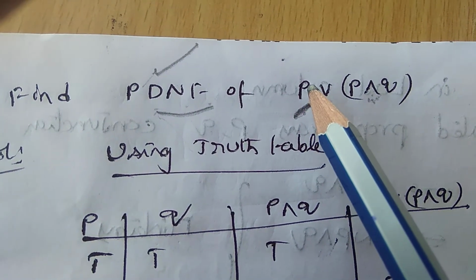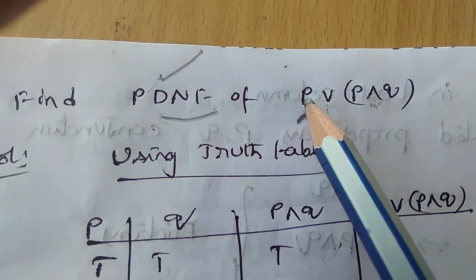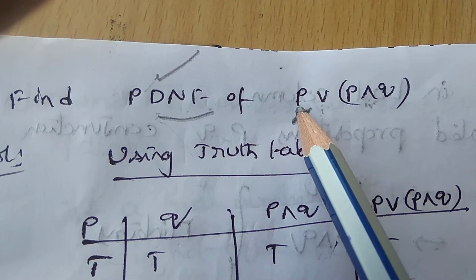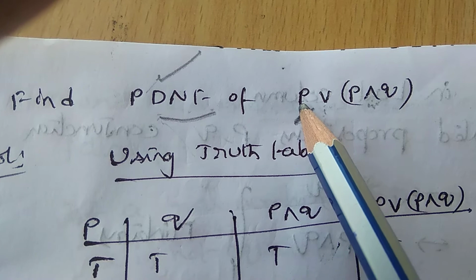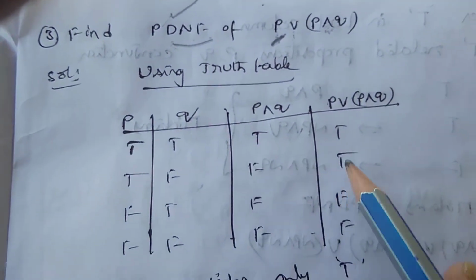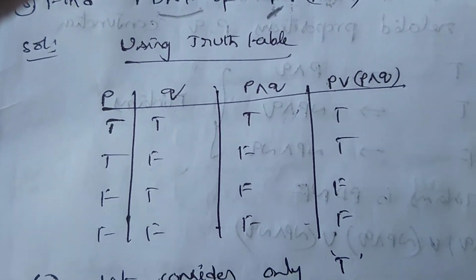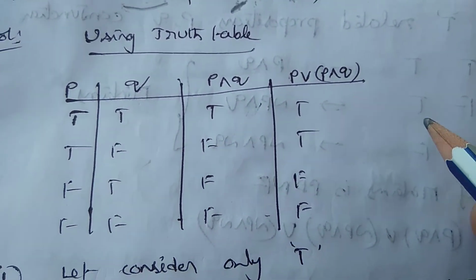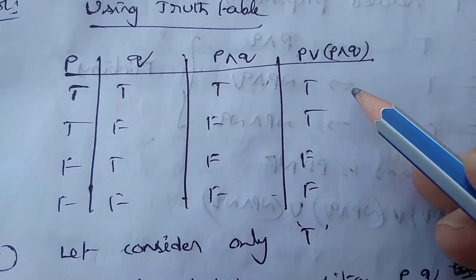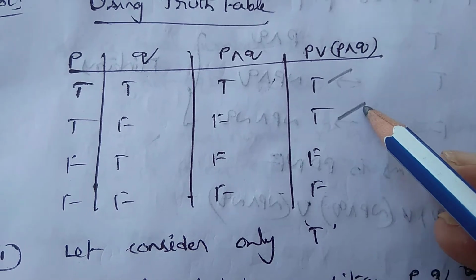You don't appear like this single statement. You have to compulsorily make it two statements with conjunction. So using a truth table, construct a truth table. In the last column, it is opposite to the PCNF form.